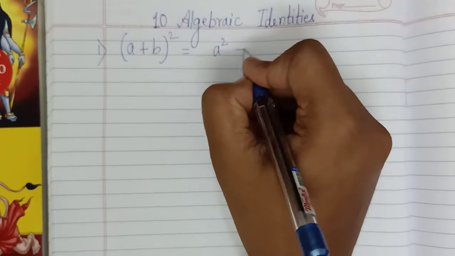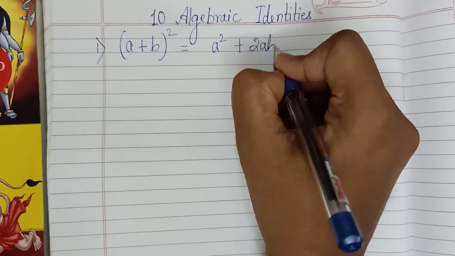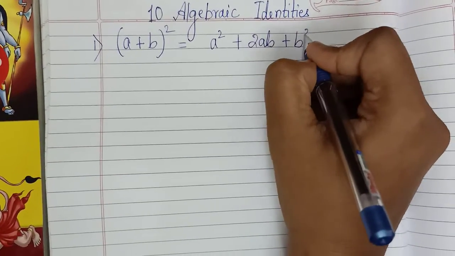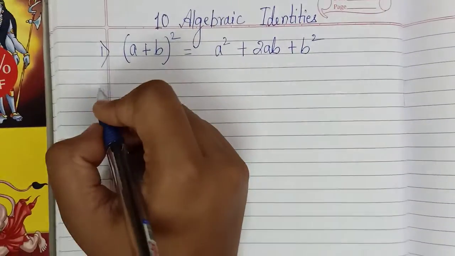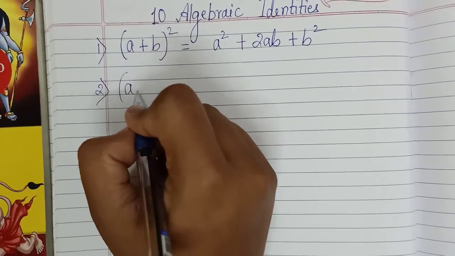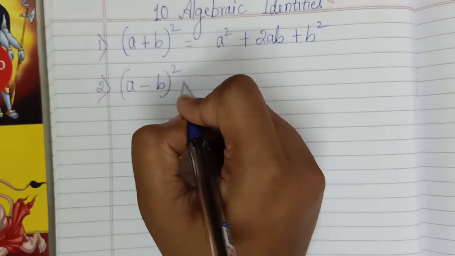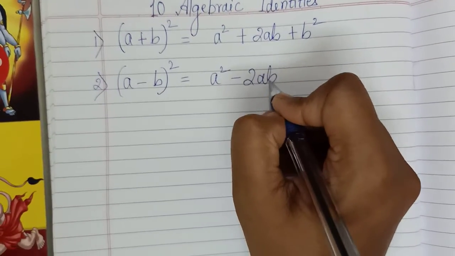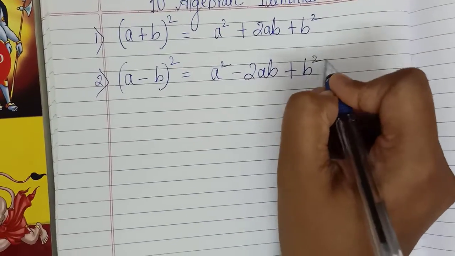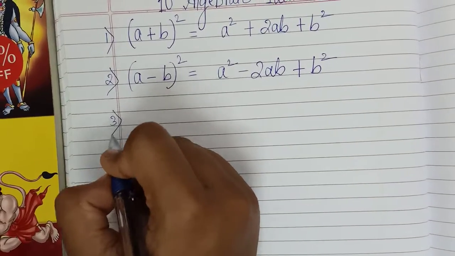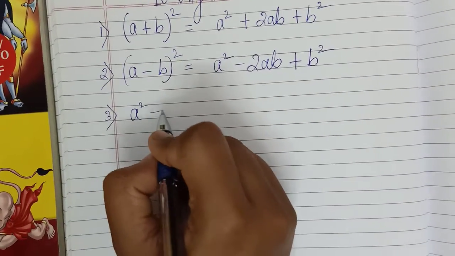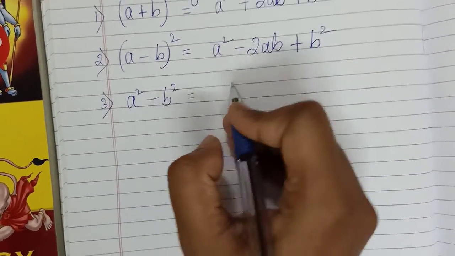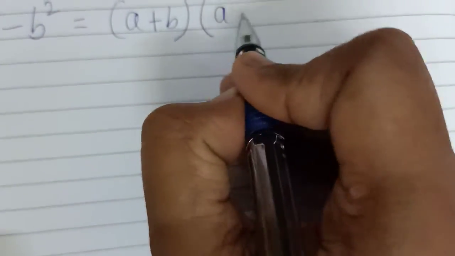a square plus 2ab plus b square. Second one is (a minus b) the whole square is equal to a square minus 2ab plus b square. Third, a square minus b square is equal to (a plus b) into (a minus b).